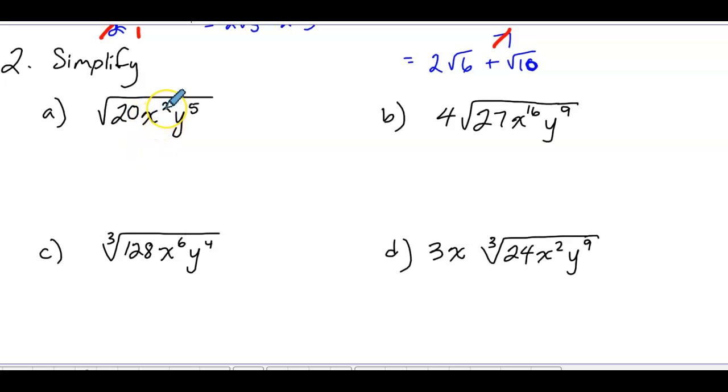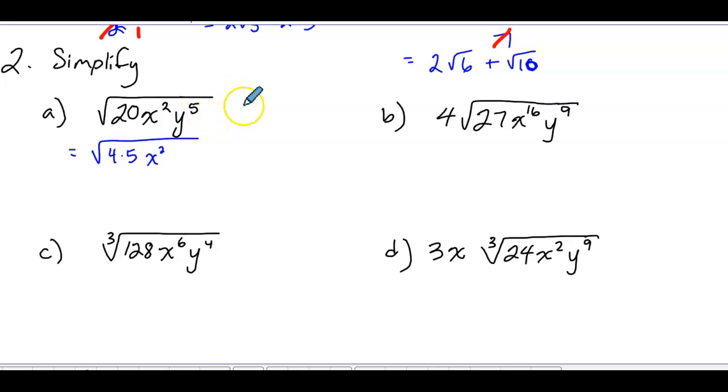So this is x squared, so that means it is a perfect square. So when I do ones with variables in them, I start with the 20, the number, and write it out as a product where one of them's the largest perfect square. Then I look at the variables. Is this a perfect square? It is. If that exponent is an even number, it's a perfect square. This one's not. It's a 5.